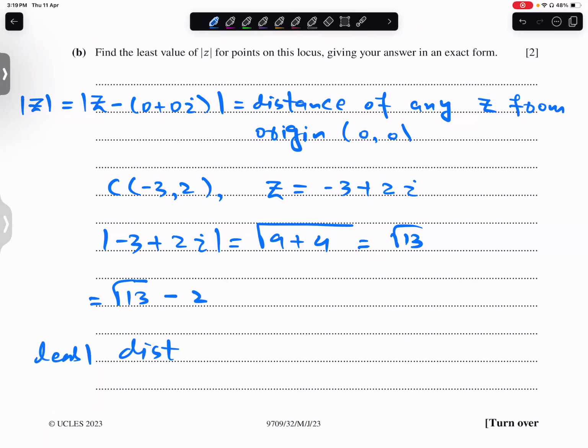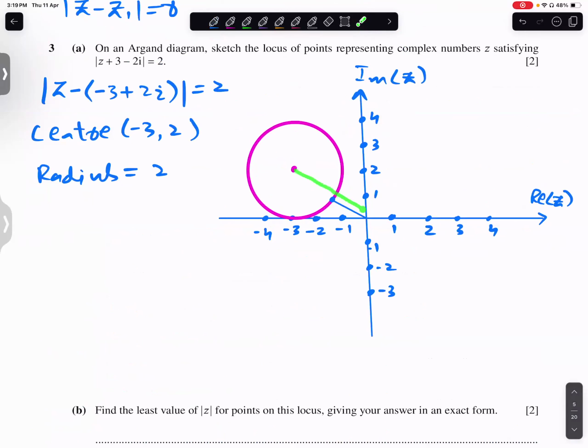Least distance is equal to under root 13 minus 2. Okay, root 13 minus 2. How? Because we have found that this is root 13, and we already know that this radius is 2. So to calculate this blue distance, we will subtract 2 from the root 13. In this way, we will find this distance. So this is the least distance from the origin, from the locus, from the center.